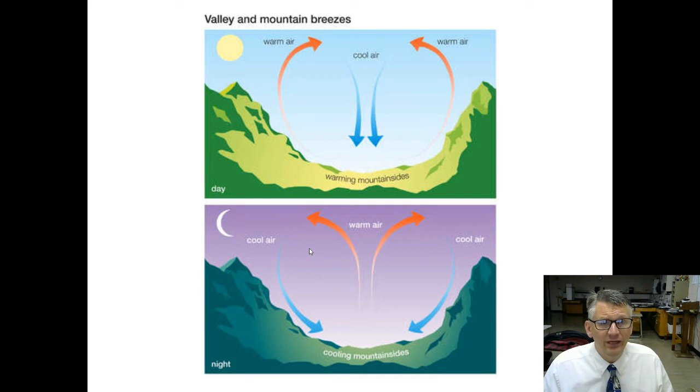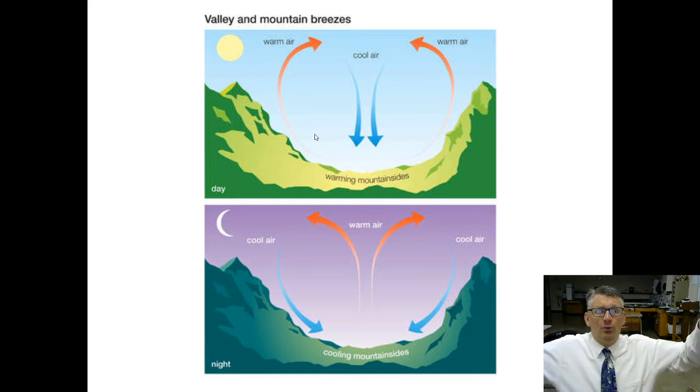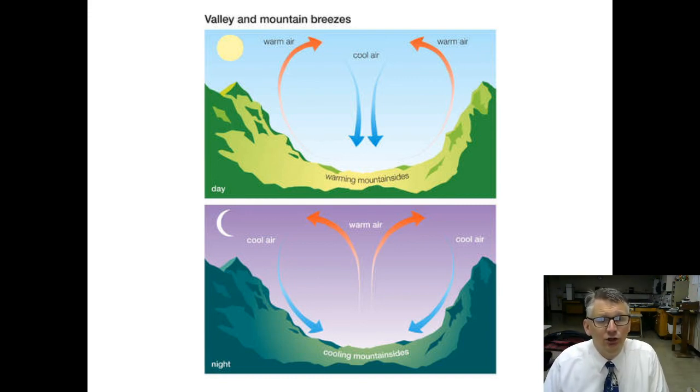Now, valley breezes and mountain breezes are a little bit harder to understand, but during the day, as the land warms up, that air is going to go from the valley up the sides of the mountains. So if you were standing on the side, you would realize the air going up during the day. So this is called a valley breeze because it's coming from the valley.